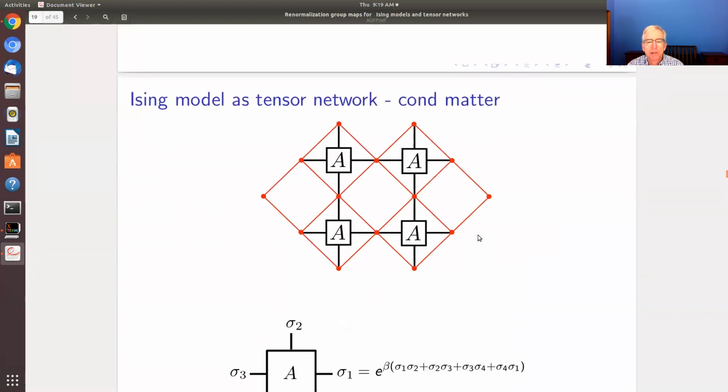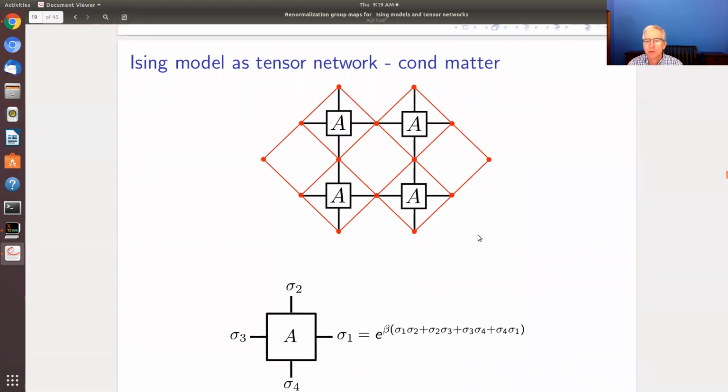All right, so these things have a long history of use to study condensed matter systems. You can use these things as approximations to the wave function, to the ground state of a condensed matter system. Lots of work in that application of tensor networks. You can also use them to represent classical systems like the Ising model. So here's a picture to show how you do that. So the Ising model here has been rotated by 45 degrees. So the red dots are the Ising spins, and the red lines are the lattice for the original Ising model.